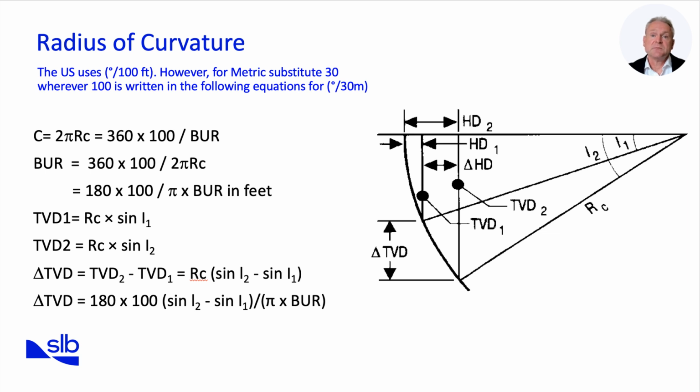Using RC, we can determine changes in true vertical depth. TVD 1 equals RC times the sine of the initial inclination, and TVD 2 equals RC times the sine of the final inclination. The change in TVD is the final TVD subtracted by the initial TVD. If we substitute in the formula for RC, we can calculate the TVD change.